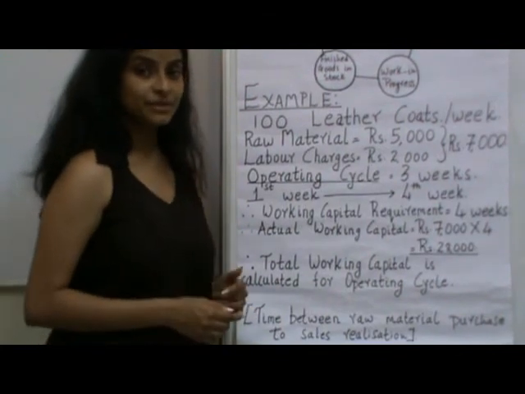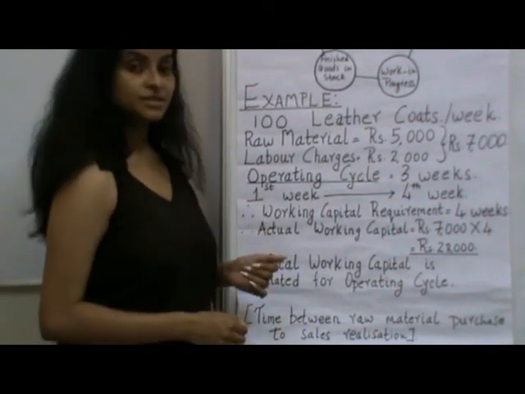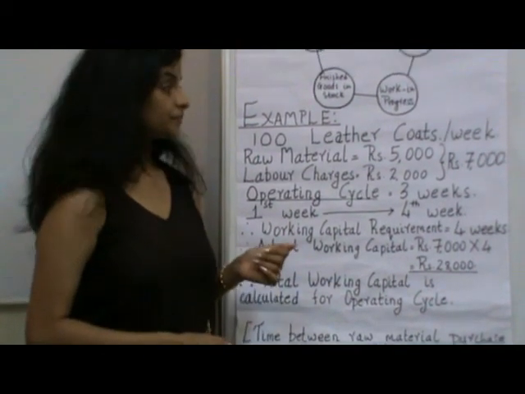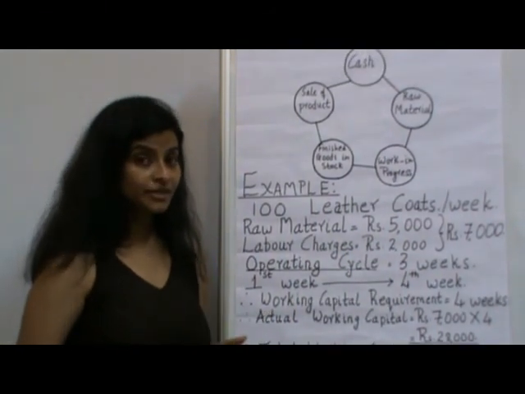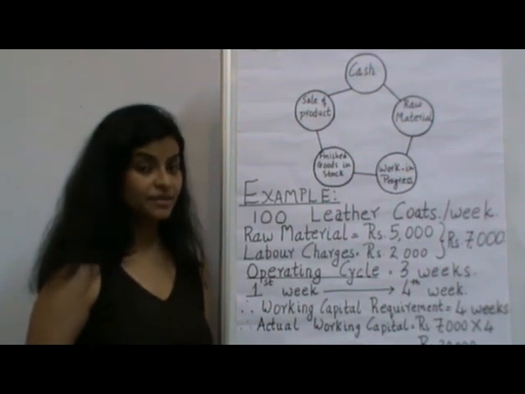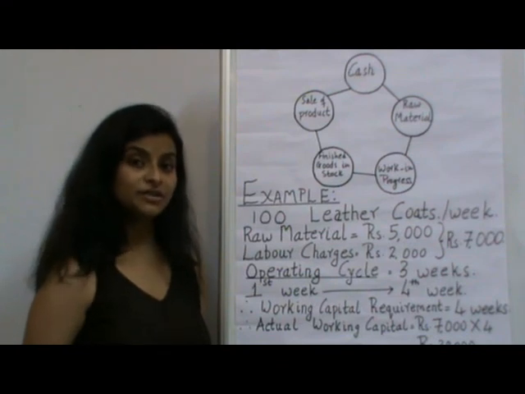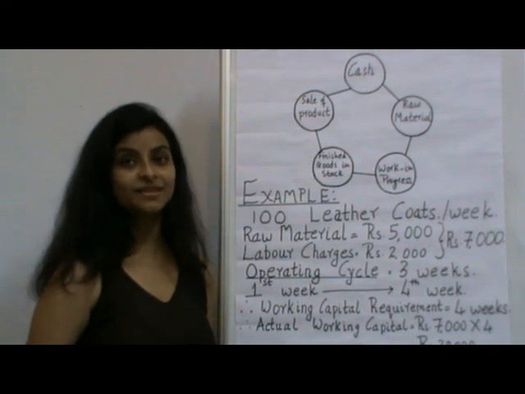Take another example as homework. Suppose you want to produce 500 units of a commodity per week. The commodity requires an operating cycle of 5 weeks. The raw material charges are 15,000, labor charges are 10,000. Calculate for me what is the working capital.